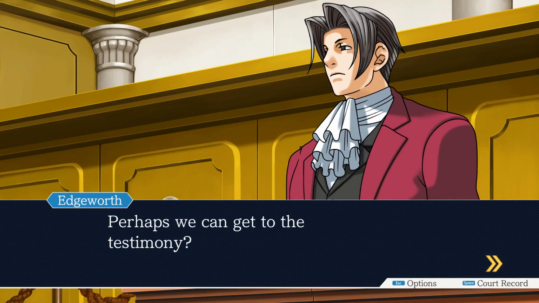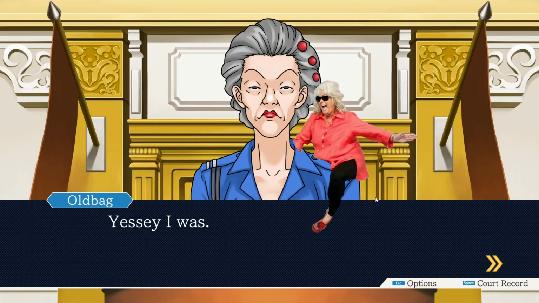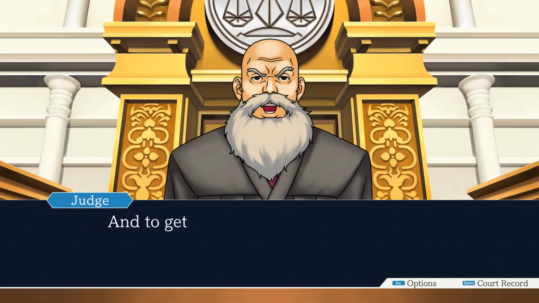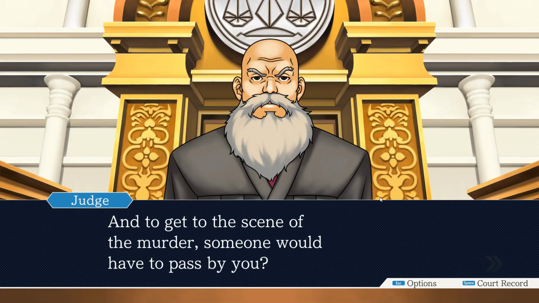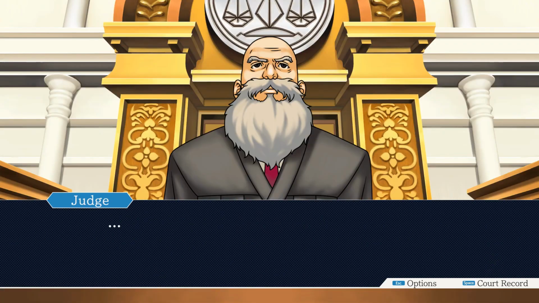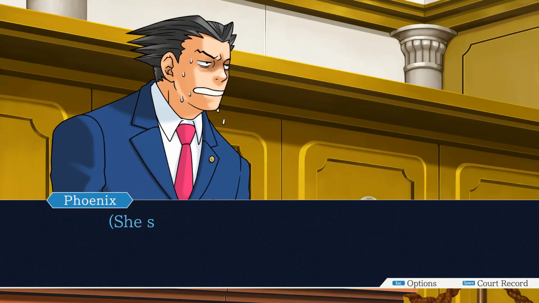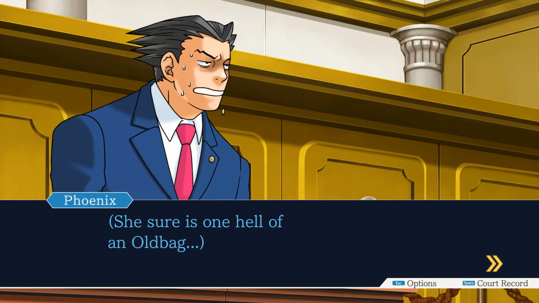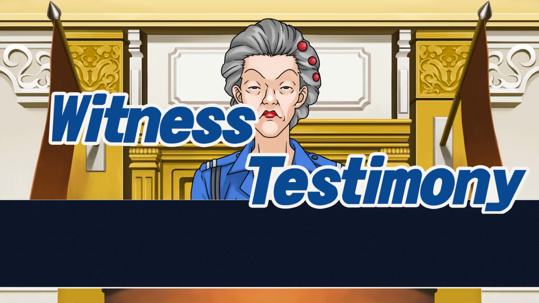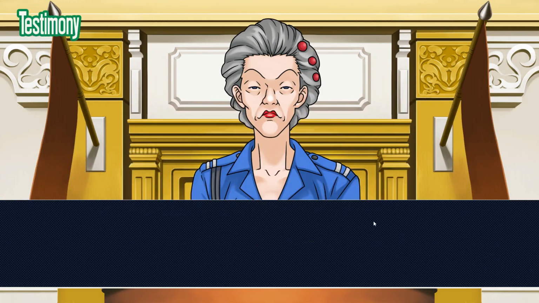Perhaps we can get to the testimony. Now the witness was stationed at the main gate on the day of the murder, correct? Yes, I was. And to get to the scene of the murder, someone would have to pass by you. You know your stuff, dearie. I am a judge. Of authority. You may begin your testimony. She sure is one hell of an old bag. Ha, Phoenix. Too much.